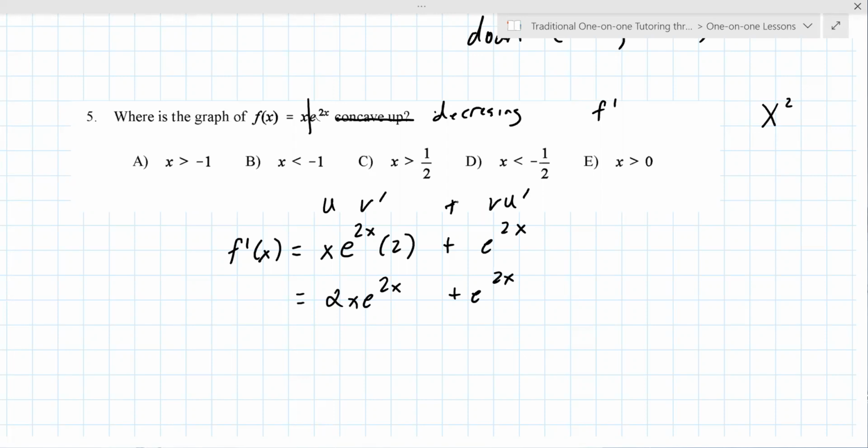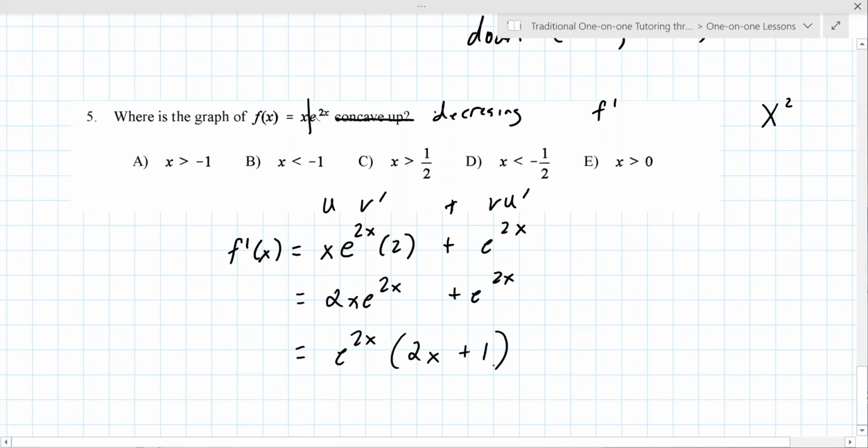So then the e to the 2x is always going to be positive. Yeah, you factor out the e to the 2x and you get 2x plus 1. And that's where you have to set this equal to 0. So the e to the 2x is always going to be positive, and then 2x plus 1 equals 0. So 2x equals -1, x equals -1/2. So then you do -1/2, and then you have to choose points on both sides.